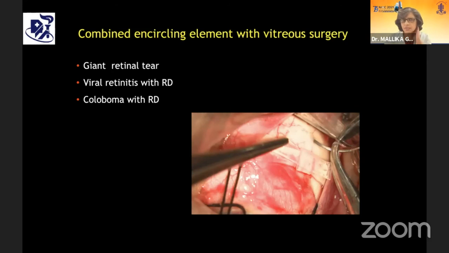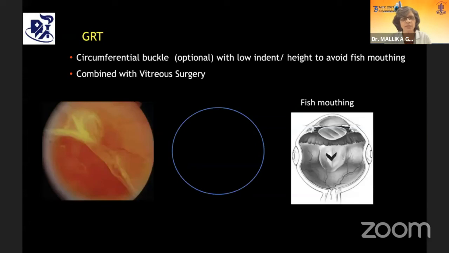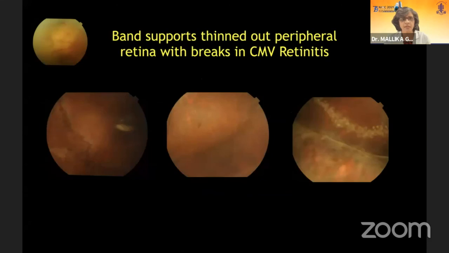And then these are the last slides where we might want to do an encircling element along with vitreous surgery, but these are controversial situations like a giant retinal tear, viral retinitis with RD and colobomas. So in a giant retinal tear, people may not want to put a circumferential buckle, but I do put it because it does support the vitreous base, but you have to be very careful. The buckle has to be very low height to prevent fish mouthing.